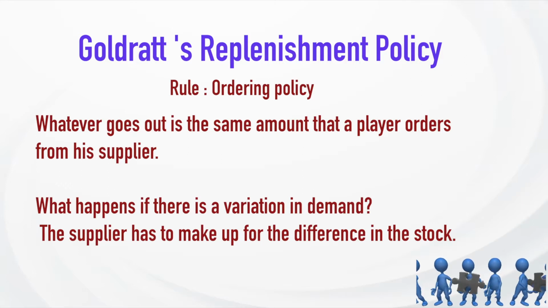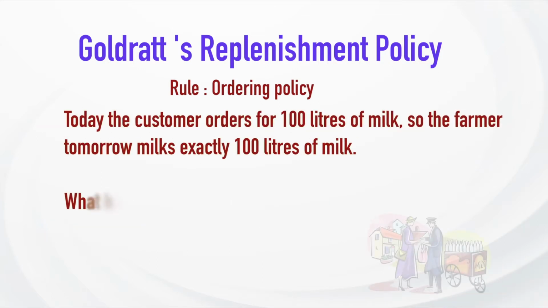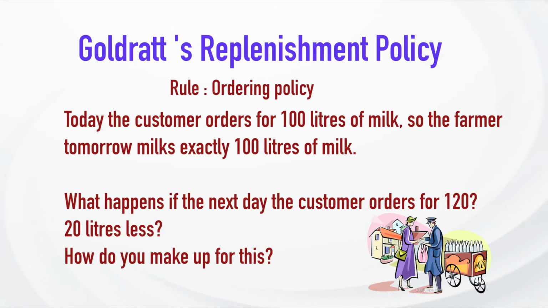This will definitely mean that the supplier has to make up for the difference in the stock. For example, today the customer orders 100 liters of milk. So, the farmer tomorrow milks exactly 100 liters of milk. What happens if the next day the customer orders 120? 20 liters less. Now, how do you make up for this?